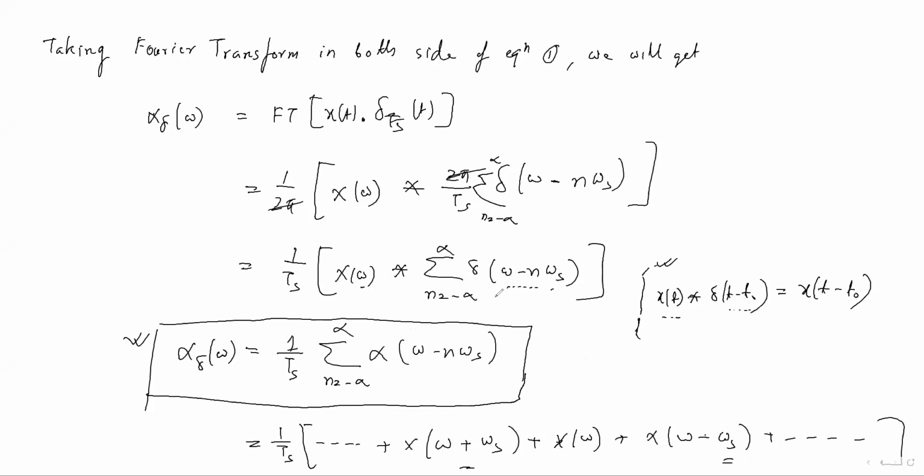Then I will explain. There will be 3 cases, very important cases, with the help of this omega s. What will be the case if this omega s is very small? What will be the case if omega s is very large, with respect to the frequency component of the message signal? That I will explain in the next slide. So there will be 3 cases: one is oversampling, another is perfect sampling, and third is undersampling. The graphical representation of each of the cases I will give in the next pages.